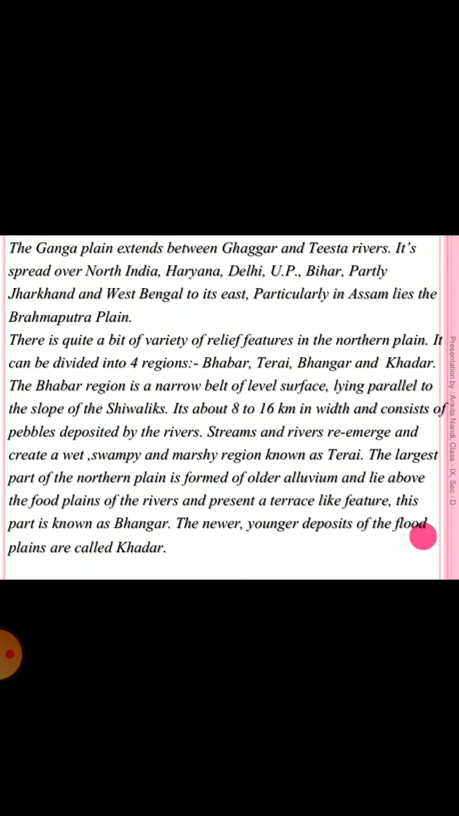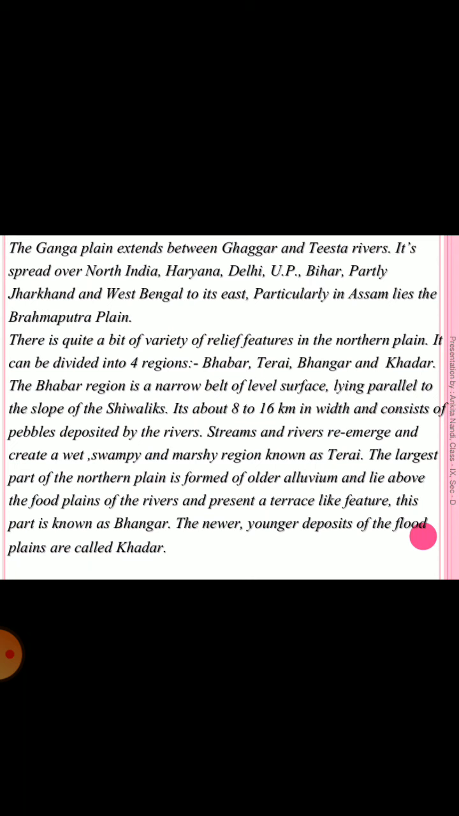Now again, after passing through this region, the streams and rivers re-emerge and are visible, and create a wet, swampy and marshy region known as Tarai. Now this region was full of forest which was cleared for agricultural purposes and for settling migrants from Pakistan after partition. So this region is now mostly cultivated for agriculture.